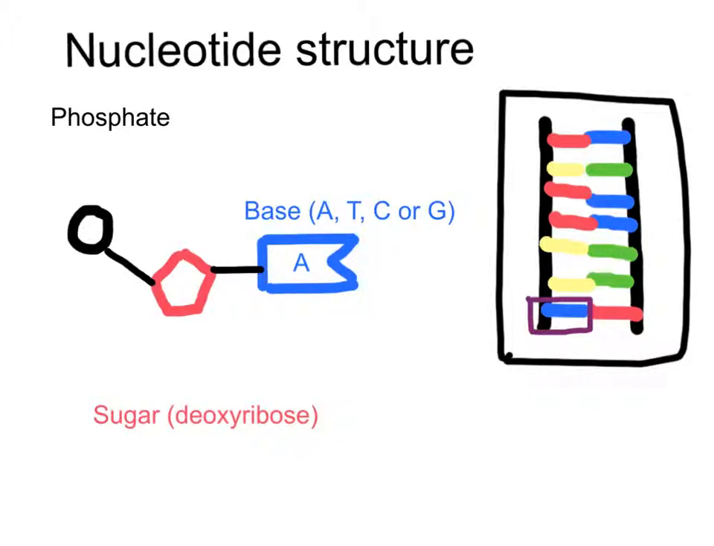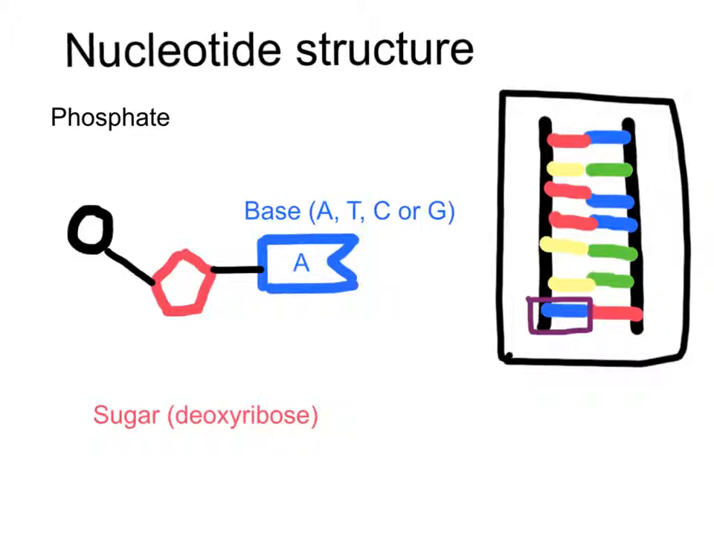We'll look at those names shortly, but they are adenine, which is represented by A, thymine, represented by T, cytosine, represented by C, or guanine, represented by G. Okay. We also have over here this pentagon shape, and this is a 5-ring sugar, a carbon-based sugar.